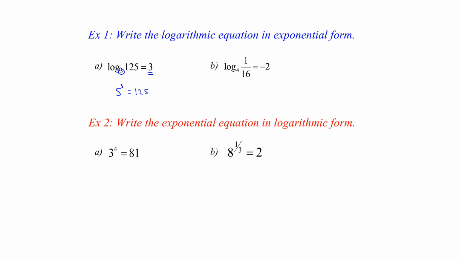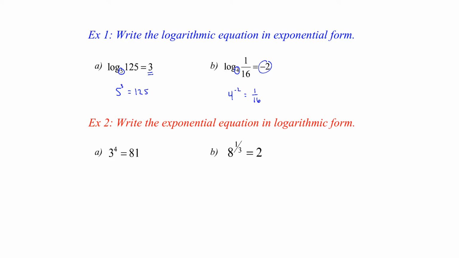B, log base 4 of 1/16 equals -2. So base is 4, logarithm is the exponent, so that's negative 2. So 4 to the negative 2 is 1/16. Just being able to do that back and forth is going to be important. All right, let's go the other way.